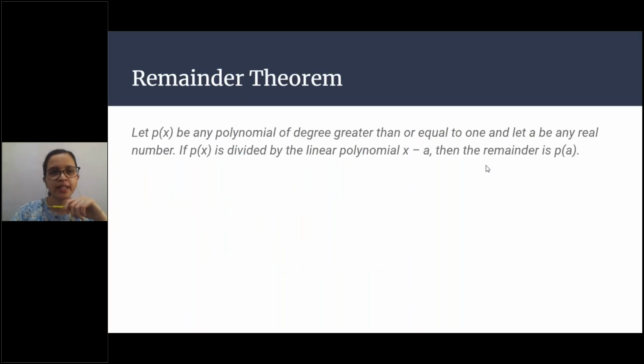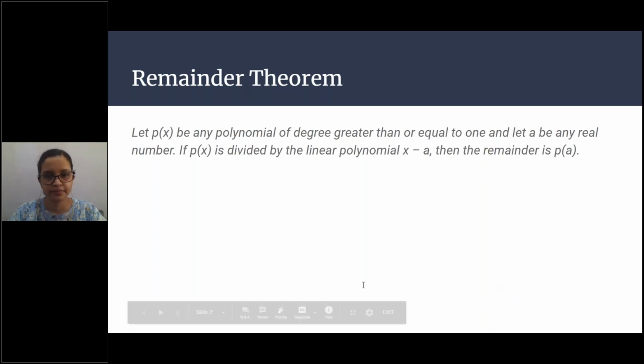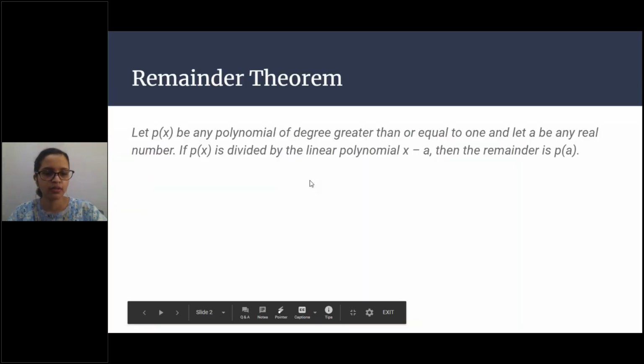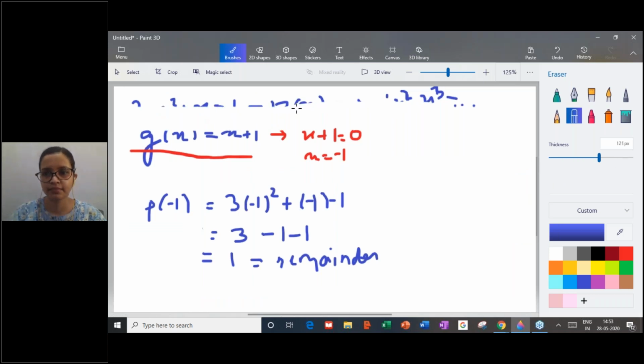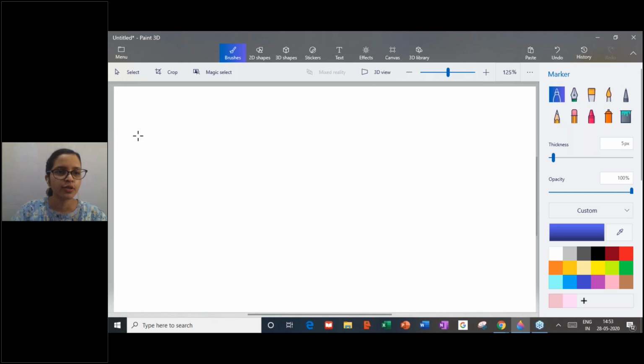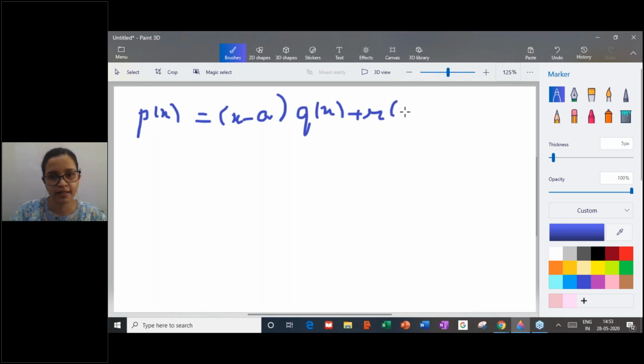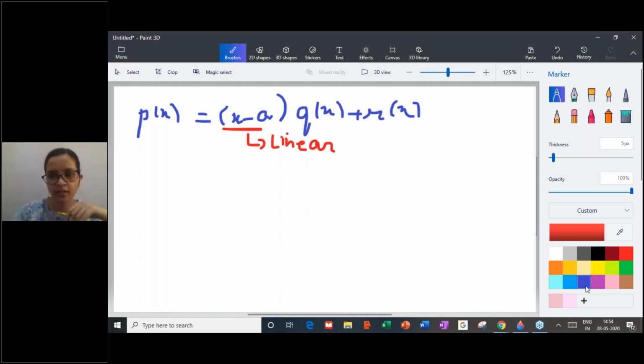So what does it say? Let p of x be any polynomial of degree greater than or equal to 1. I'll just do it on paint and show it to you. So it says there is an equation p of x, and in this case g of x they are saying is x minus a, so you are going to divide it by x minus a, giving q of x plus r of x, like I said. Here you can see g of x, x minus a, is nothing but a linear polynomial, correct?